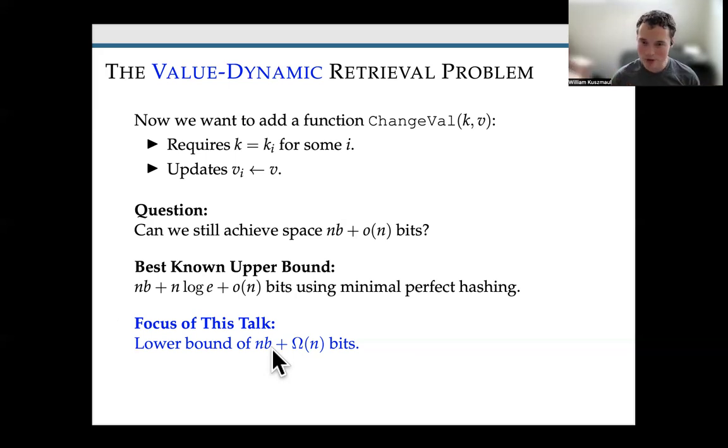Okay, and what I'm going to do is I'm going to focus most of this talk on just giving you a high-level overview of how we prove this lower bound. And in particular, the proof is actually kind of cute and in some ways conceptually not that hard. And so I should be able to give you a pretty good sense of what's going on within the scope of this talk.